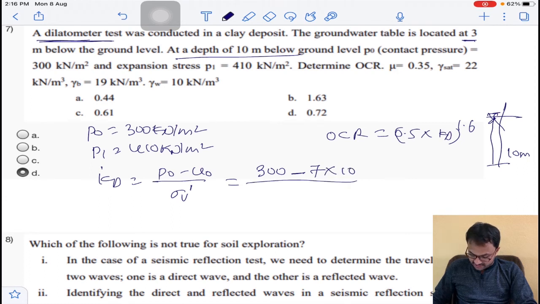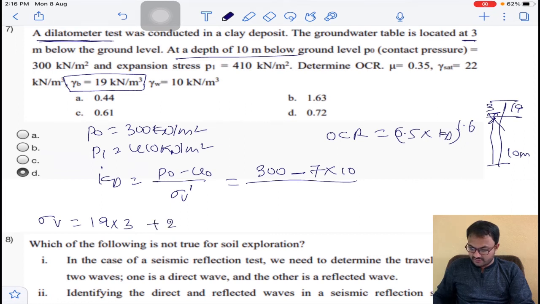And effective stress will become, so you can say sigma V is equal to 19 into 3. This 19 is the bulk unit weight, for the 3 meters, plus 22 minus 10. This 22 is the total unit weight, saturated unit weight, minus gamma W, into the remaining 7 meters. So out of total 10 meters, for 3 meters it is the unsaturated weight, and for the remaining 7 meters it is saturated minus U. So it will become 177.